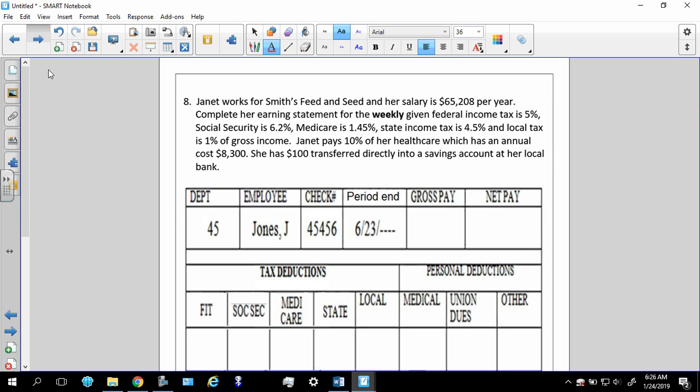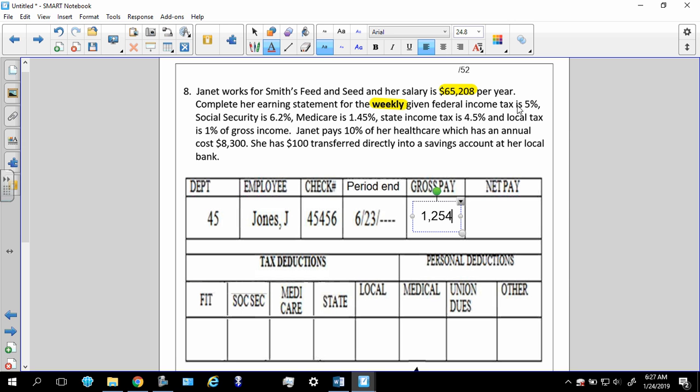All right. Janet works for Smith's Feed and Seed and has an annual salary of $65,208, but she is paid weekly. So I'm going to take 65,000 and I'm going to divide that by 52. So when I do that, the gross pay ends up being 1,254.